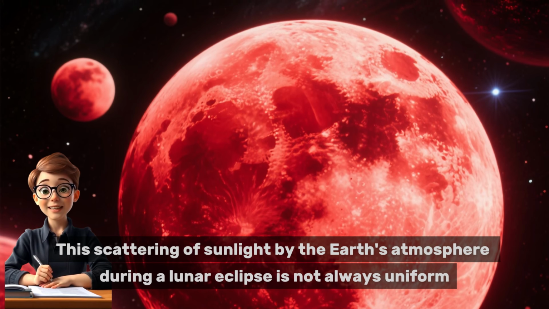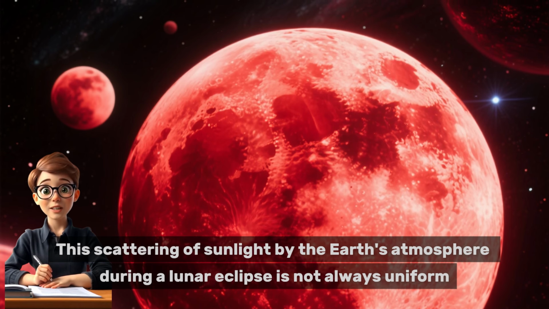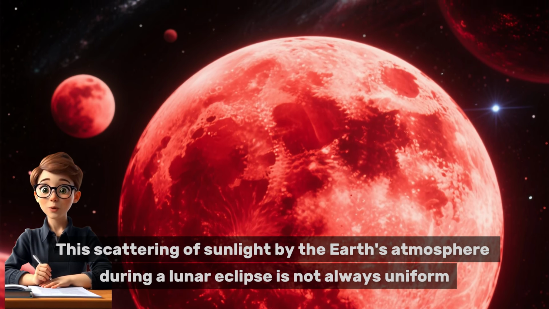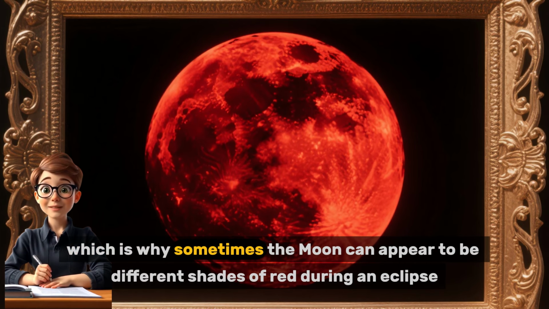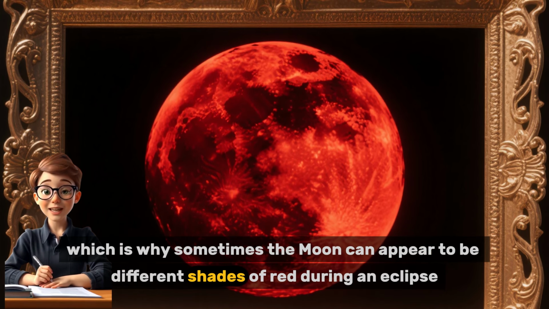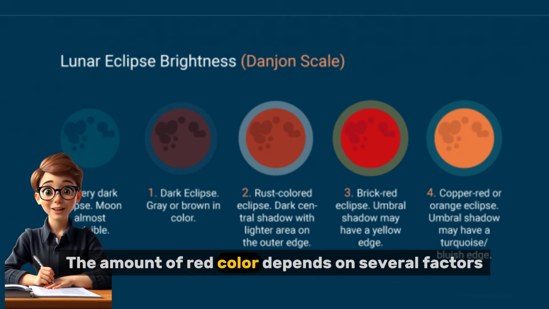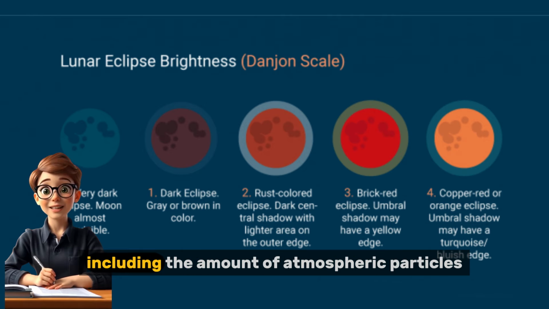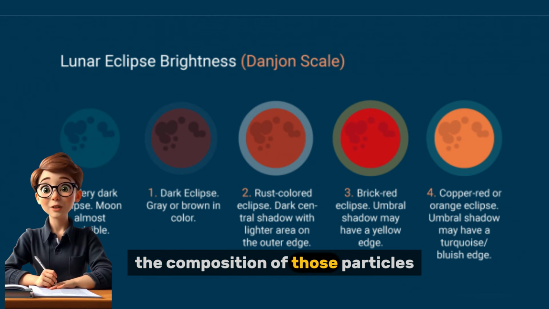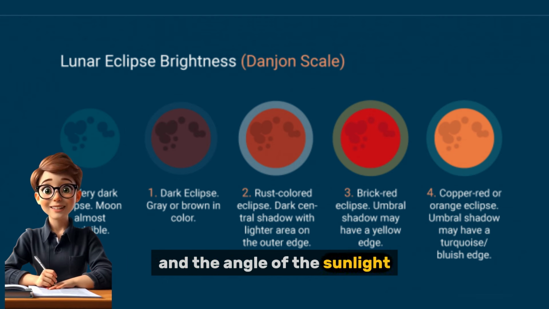This scattering of sunlight by the Earth's atmosphere during a lunar eclipse is not always uniform, which is why sometimes the moon can appear to be different shades of red during an eclipse. The amount of red color depends on several factors, including the amount of atmospheric particles, the composition of those particles, and the angle of the sunlight.